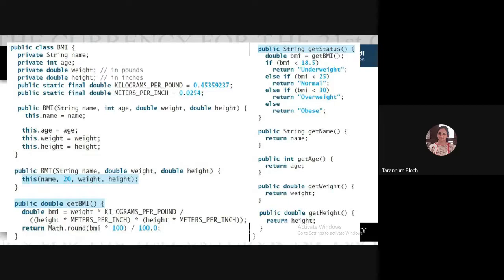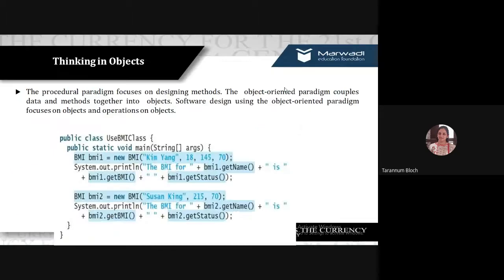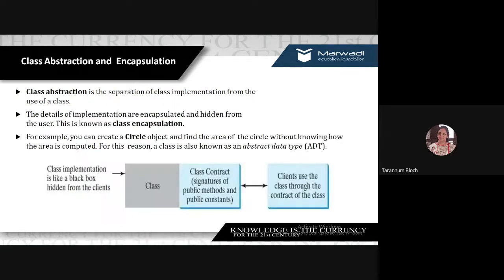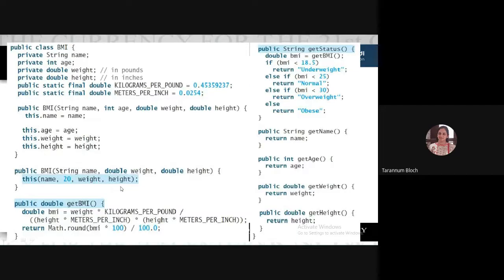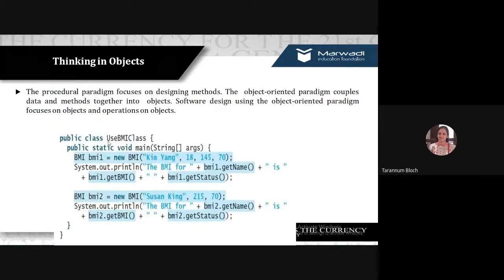This is class BMI, which deals with taking the values, how input is taken at the time of object creation with the help of the constructor. And to display the values, we have getName, getAge, getHeight, and getWeight. Okay. So you can see here we have the public UseBMIClass. We say in object-oriented programming, class implementation is a black box hidden from the client. So we are not giving class BMI details to the end user. Instead, the user just has the public class UseBMIClass.